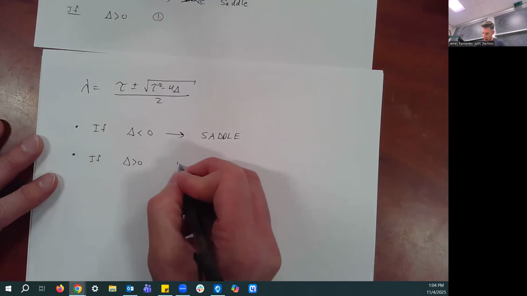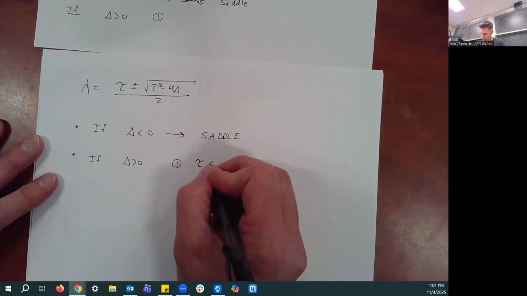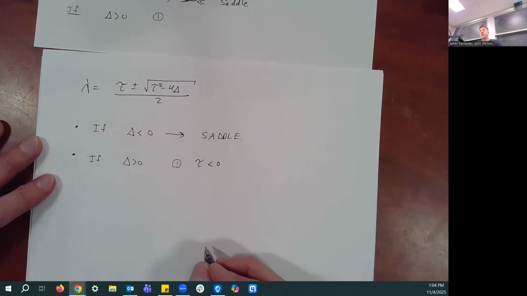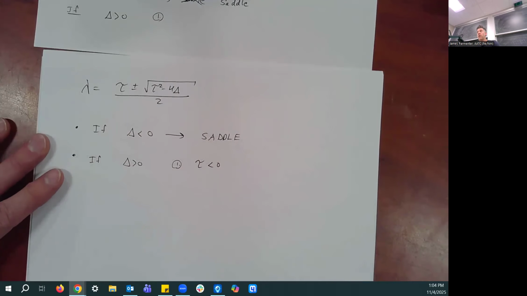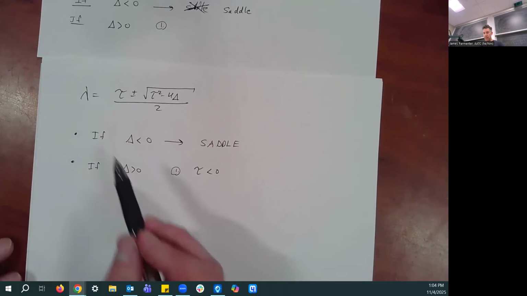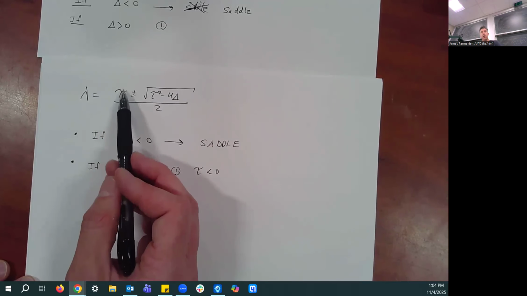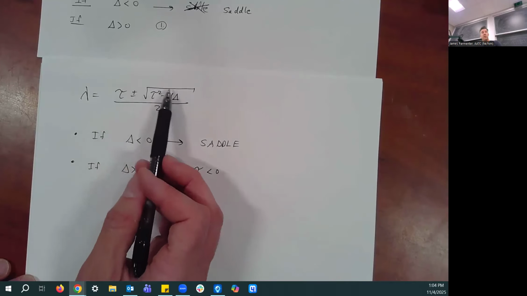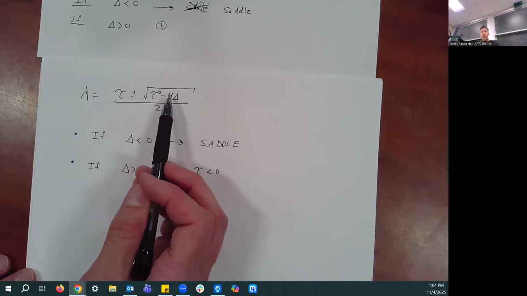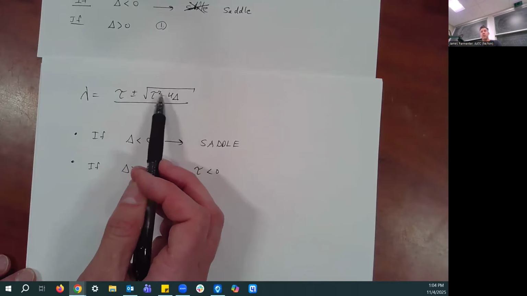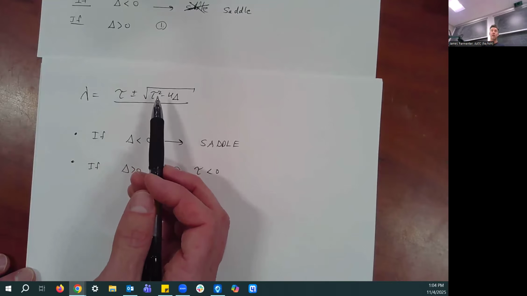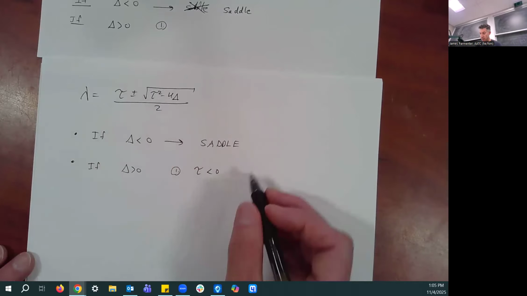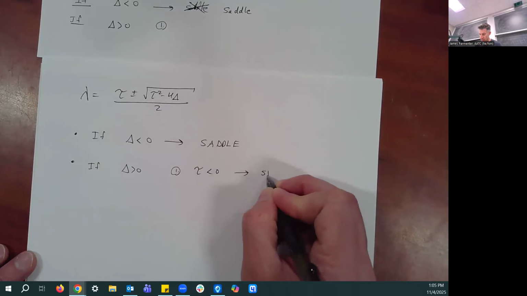So you could either have your trace being negative. If your trace is negative, well, check it out. That means whatever you have over here, you're going to have a negative number plus or minus either something that's real or something that's imaginary. But either way, it's going to be too small to make it so you get the opposite sign. So if your trace is negative, you're living in the land of stability.